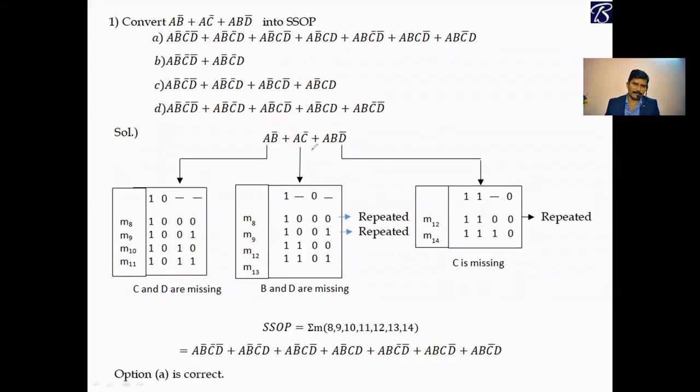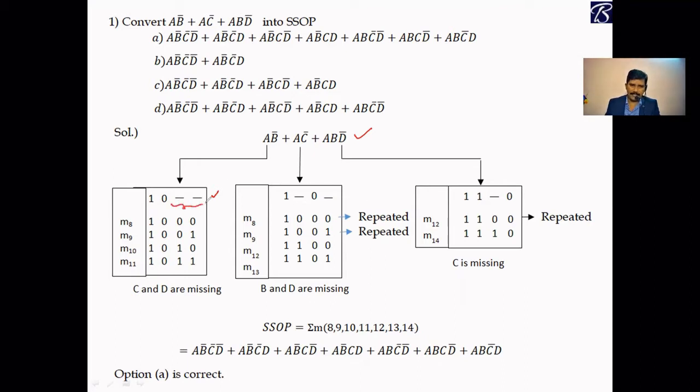Follow the second method. In the given expression, there are four variables A, B, C, D. In the first minterm, two variables are missing, so take hyphen here. In the second minterm, B and D are missing, so take it as hyphen. And in the third minterm, C is missing. So A B means 1, 1, D bar means 0, and C is missing. That's why take hyphen.